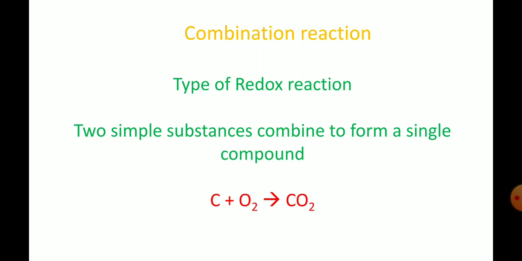Look here, type 1, combination reaction. Students, it's a very simple reaction. Look at the name, combination, which means combining of 2 or more substances. Point number 1 is that it is a type of redox reaction, that we know already. In this case 2 simple substances combine to form a single compound. Is it clear, students? What is a combination reaction? It is a type of redox reaction in which any 2 simple substances combine to form a single compound.